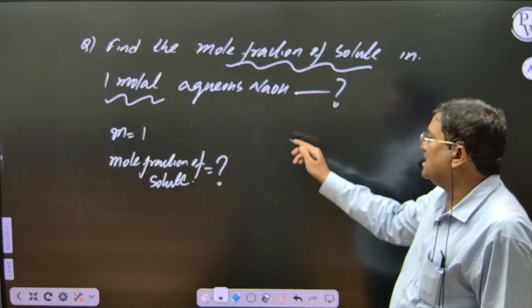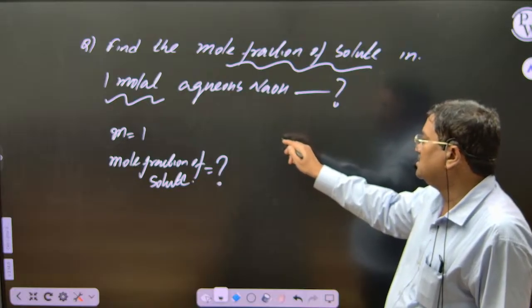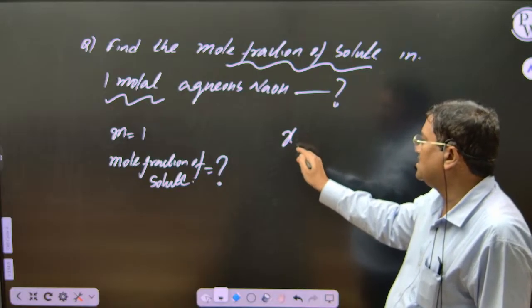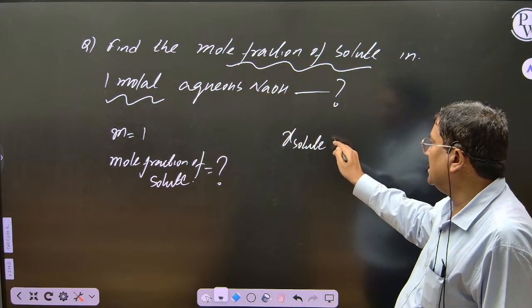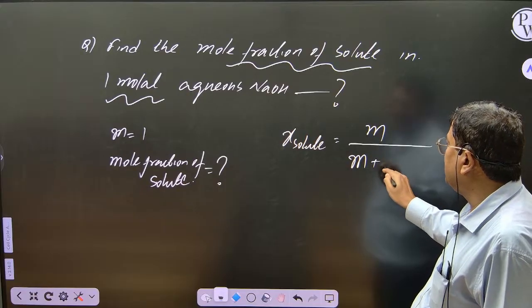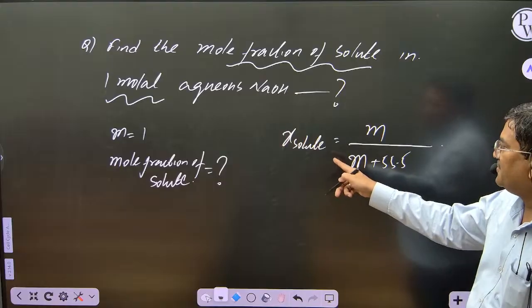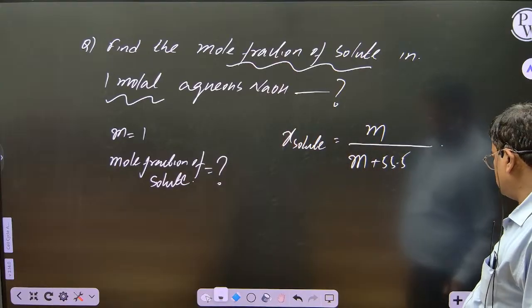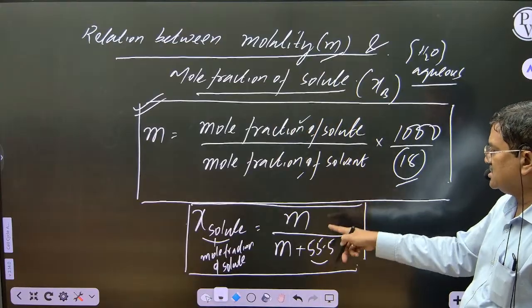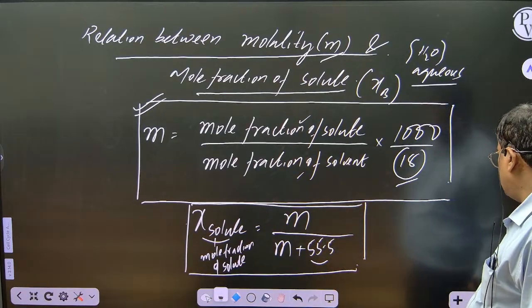Then see, you can take molality. What is that relation we wrote? Mole fraction of solute is equal to, I am taking the second relation, molality by molality plus 55.5. Understood? You can use this one also. I am using this simplified formula, m by m plus 55.5.